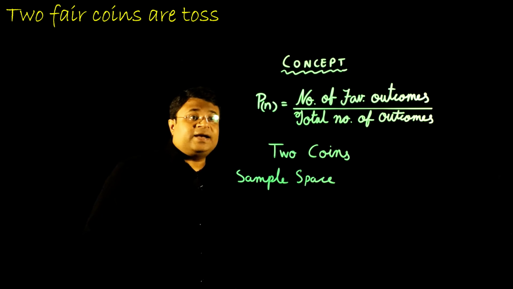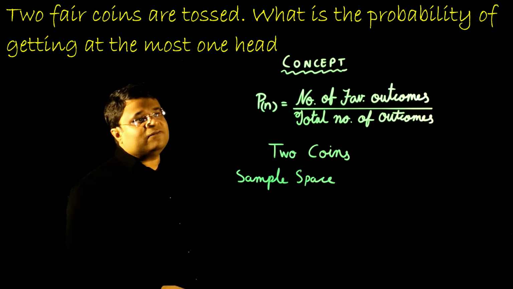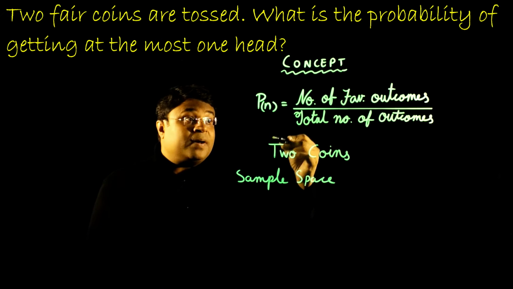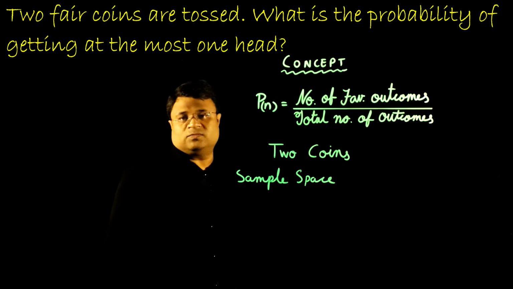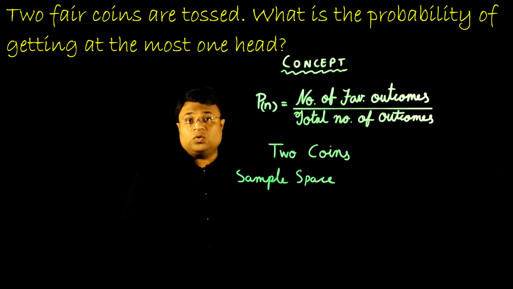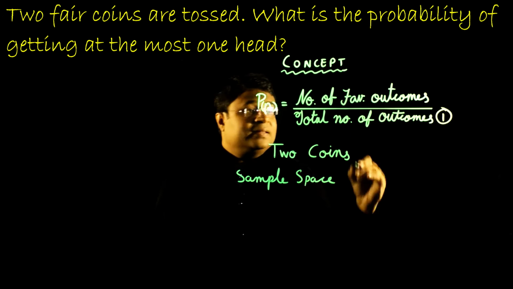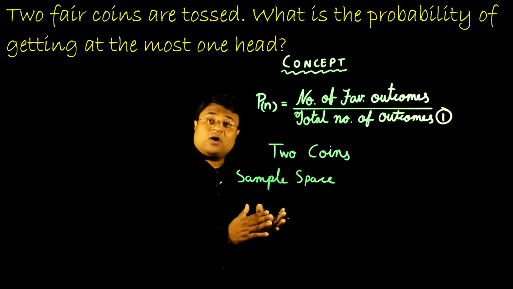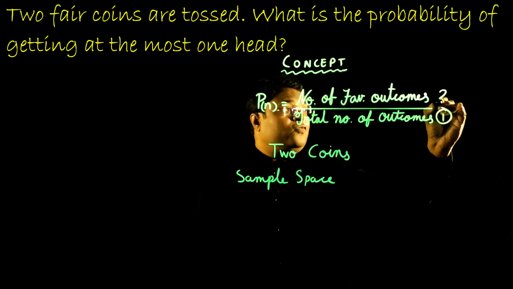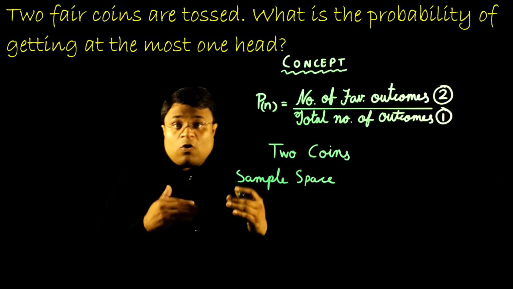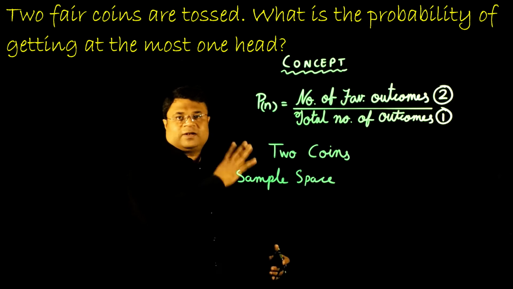So let us understand the concept of probability. Probability of any event is the number of favorable outcomes upon total number of outcomes. So what we need to do in this question, we need to find out one, that is total number of outcomes, and two, we need to find out how many outcomes are in favor.